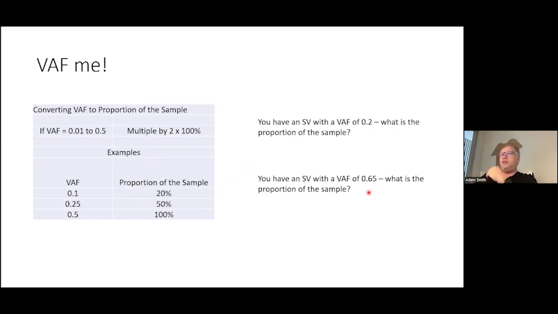So when your VAF is over 0.5, my personal feeling is we're just reporting the VAF as it is. If it's 0.65, then we report 0.65. And what are some of the reasons that you can have a VAF that's over 0.5?